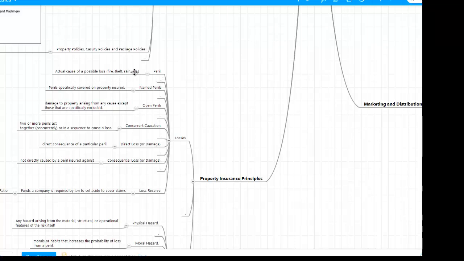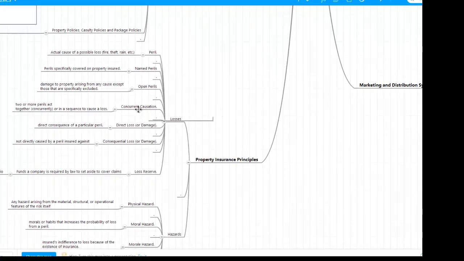Fire, theft, rain, etc. Named perils are when they're actually stated. If you remember in the Insuring Clause, perils specifically covered on the property insured. Open perils means if it's not, this is the best really, because it's saying if they don't name it, then it's covered unless they specifically exclude it.